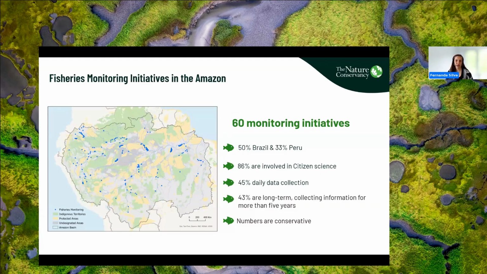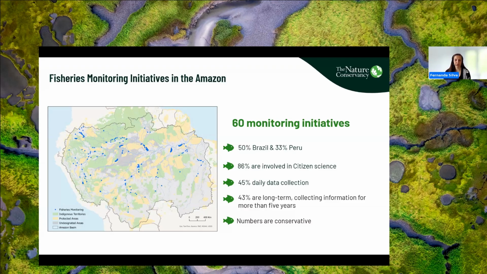This slide shows a map of the Amazon indicating the location of the identified monitoring initiatives. In total, we could identify 60 freshwater fisheries monitoring initiatives across the Amazon basin. Of this total, approximately half of them are in Brazil and 33% in Peru, with the remainder in Bolivia, Colombia, and Ecuador. Brazil and Peru stand out due to their higher importance for fish catch in the Amazon.